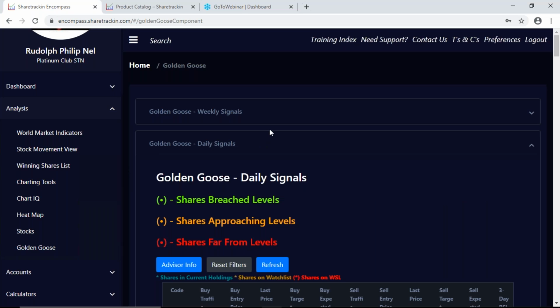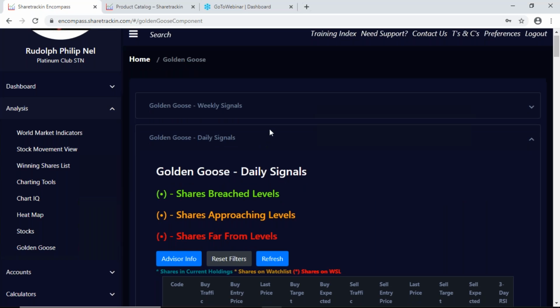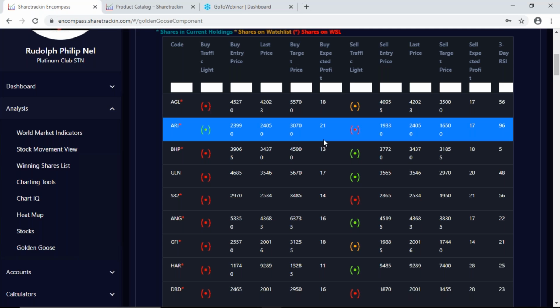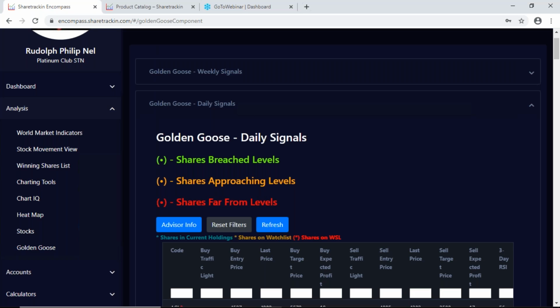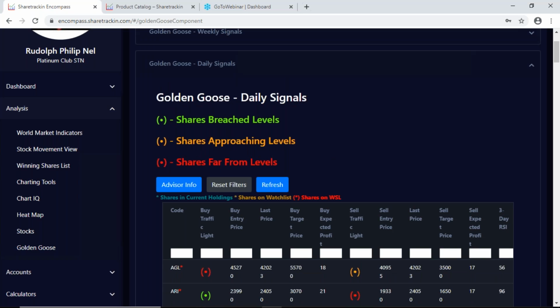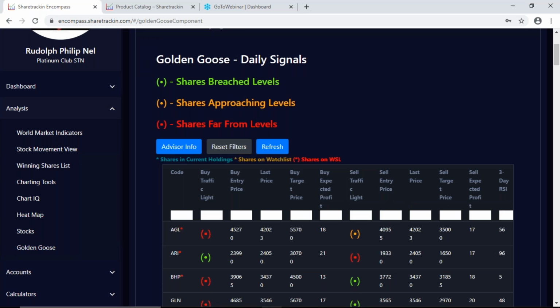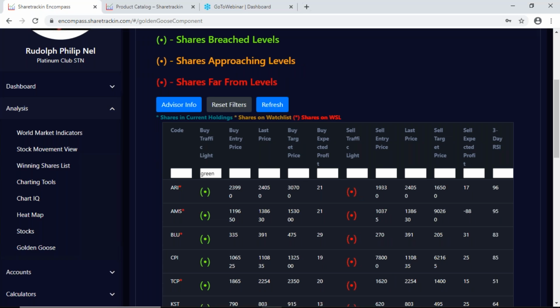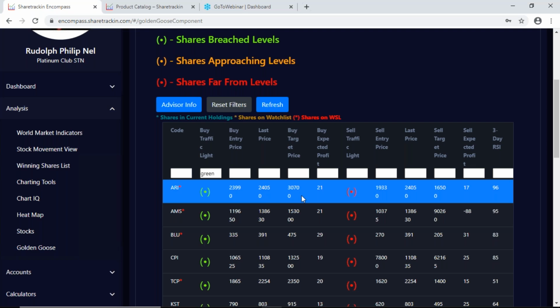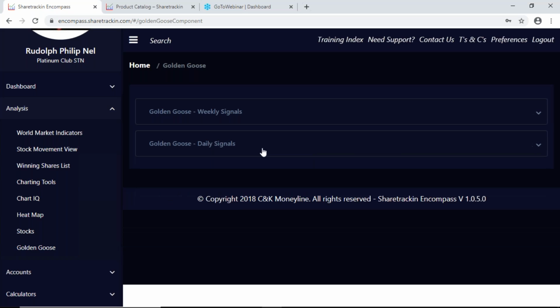So you'll see that your expected profit would be way less than what your weekly signals would give you. So you'll be able to do short-term trades as well. Instead of doing long-term trades, you can do short-term trades. Okay, so the principle is the same. You go and look for green on your buy traffic light, and then you look for the price that's closest to the buy entry price, so that you'll be able to get your expected profit out of it. All right, so it works on the same principle as your weekly signals.